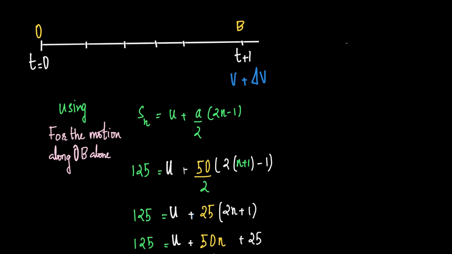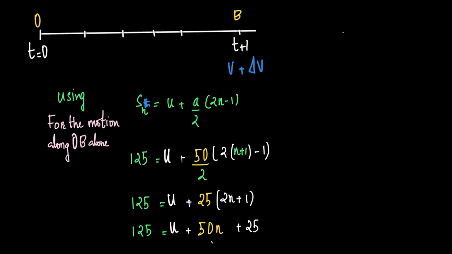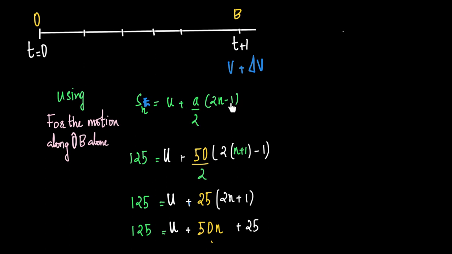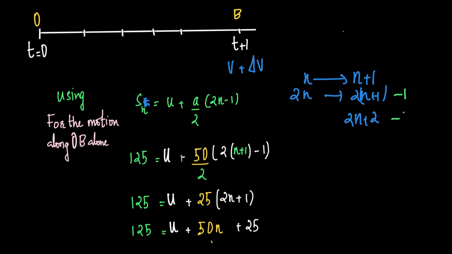Now we're talking about not Sn, we're talking about the Snth equation here. So we should write down what Snth is equal to. It will be equal to u plus a by 2 into 2n minus 1. Now it is not the nth interval we're talking about. We're talking about the t plus 1th interval, or let us say the n plus 1th interval. So n here should be replaced by n plus 1. So 2n minus 1 would be 2 into n plus 1 minus 1, which is 2n plus 2 minus 1, which is again 2n plus 1.